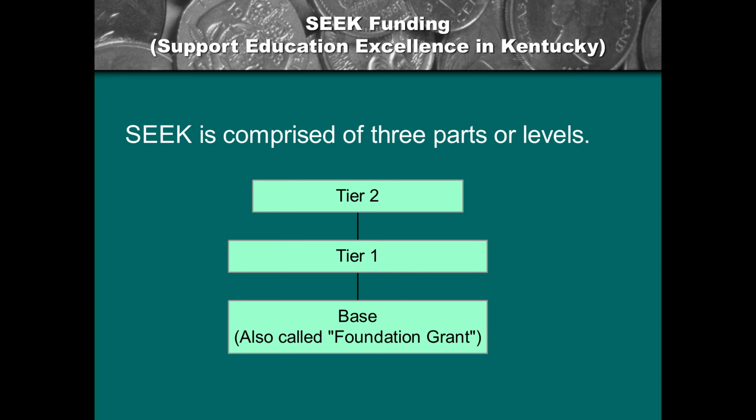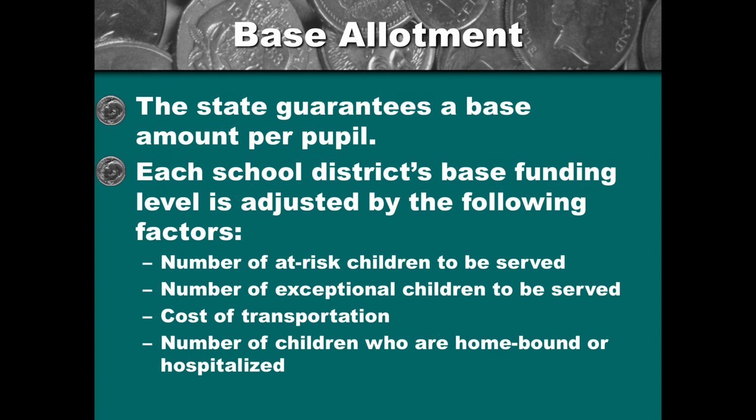It's composed of 3 parts or levels. First of all is the base level, Tier 1 and Tier 2. The state guarantees a base level of funding per pupil. That base level is currently an amount of $3,981 per pupil. That is set by the General Assembly. It is set in the budget, the state budget that is passed every other year. This winter we'll be going back into a budget year to determine what the SEEK base funding is.